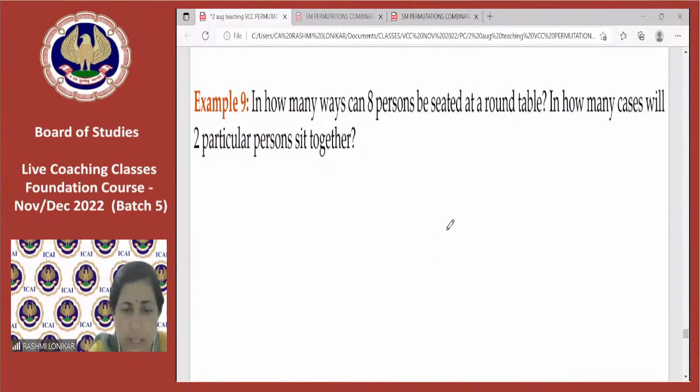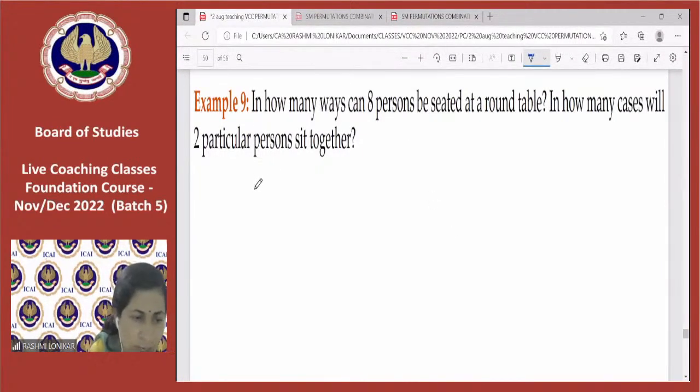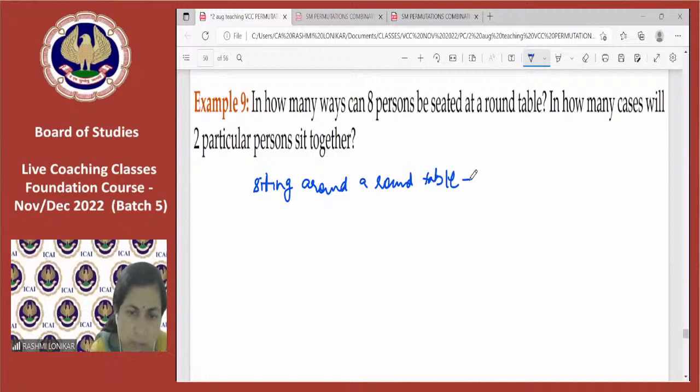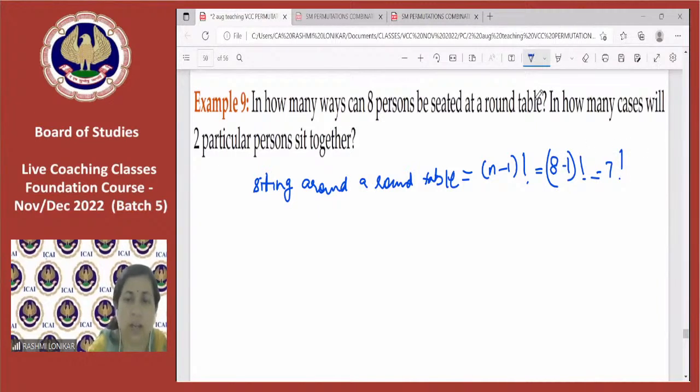In how many ways can 8 people sit around a round table? We know that sitting around a round table is given by n minus 1 factorial. So this is 8 people. So 8 minus 1 factorial, which is equal to 7 factorial. In how many cases will 2 persons always sit together?